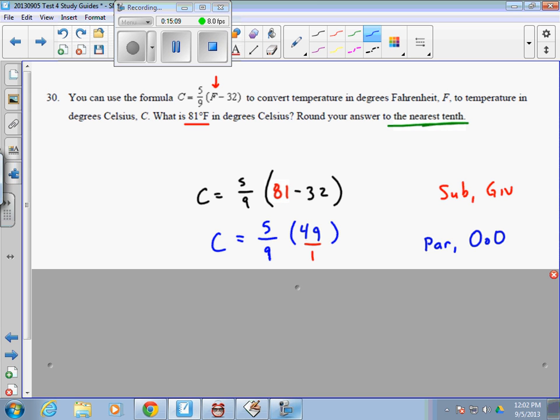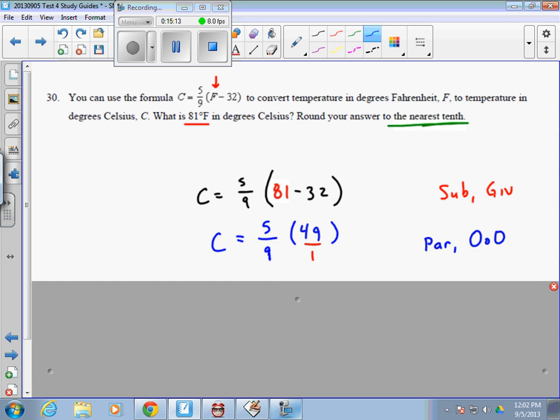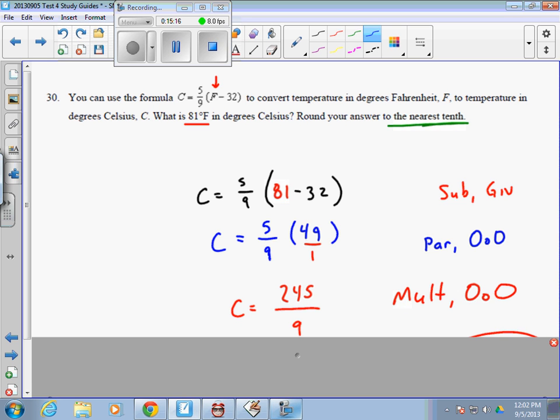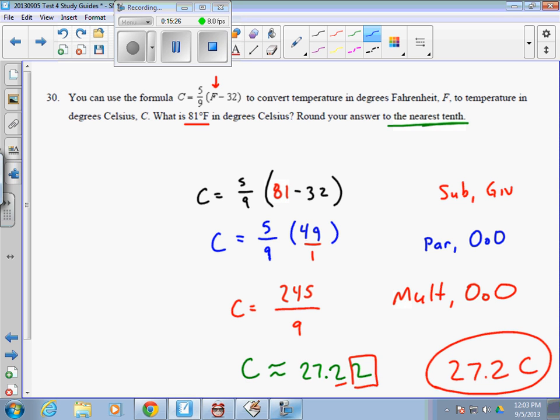Every integer like 49 is considered over 1, so we can multiply straight across. 5 times 49 is 245. 9 times 1 is 9. That's just multiplying because of order of operations. When you divide 245 by 9, you get approximately 27.2 degrees Celsius, converting from Fahrenheit to Celsius.